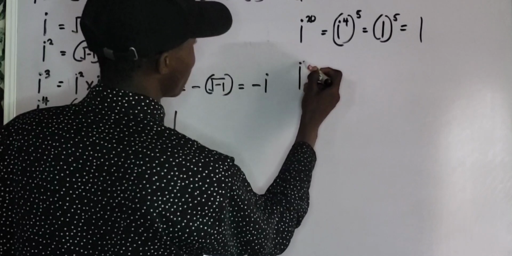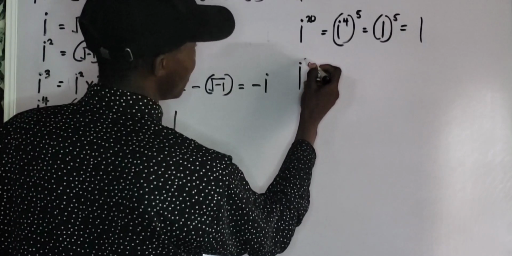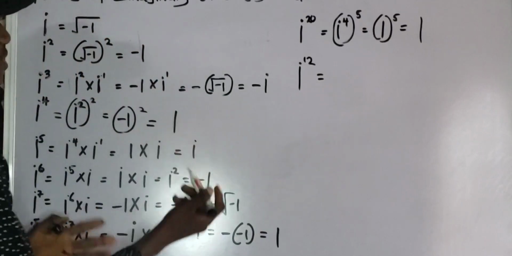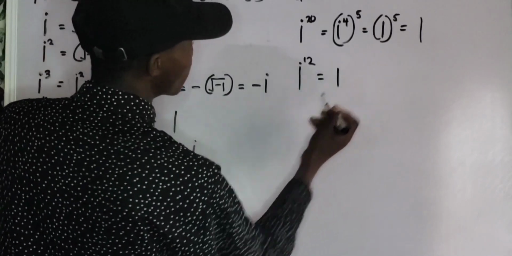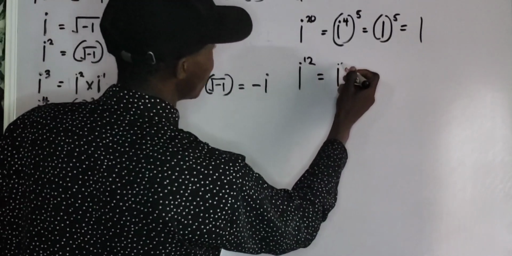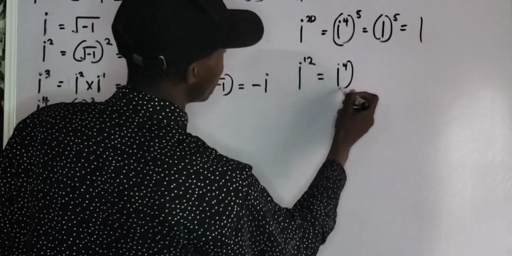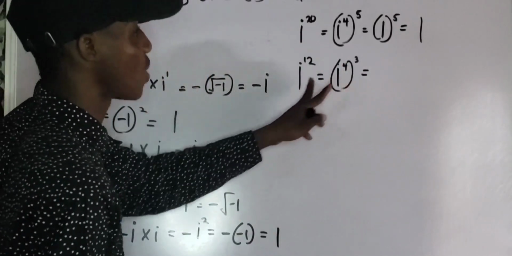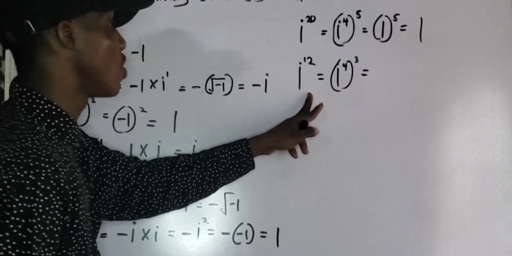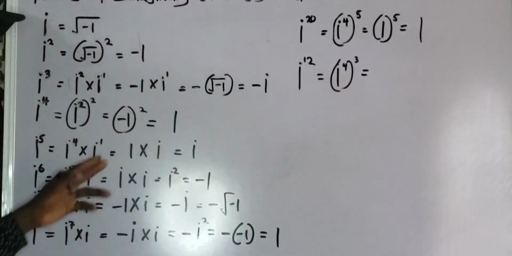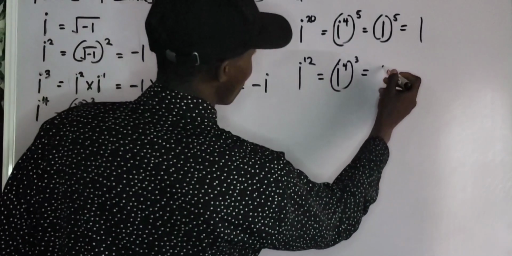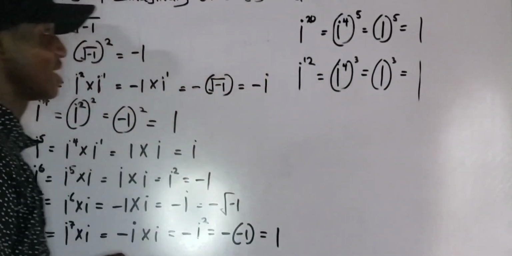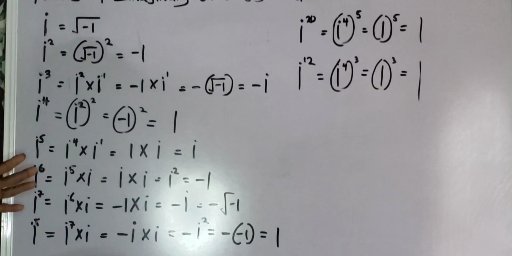You can attempt this also. i raised to the power of, let me say, 12. In order to attempt it, don't forget that i raised to the power of 12 can be expressed as i raised to the power of 4, raised to the power of 3. Do you understand? By the time I expand this bracket, I'm going to have i raised to the power of 12. And don't forget that i raised to the power of 4 is what? 1. So, I'm going to have 1 raised to the power of 3. So, this is also 1.